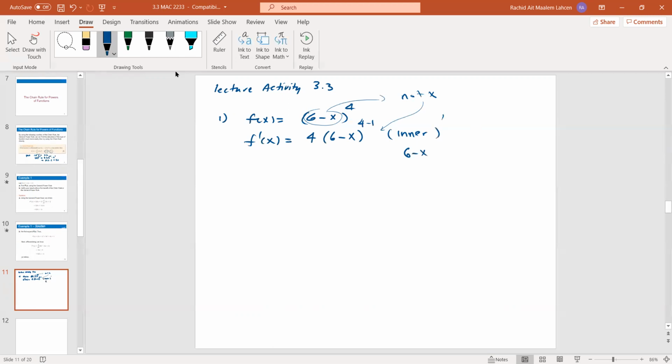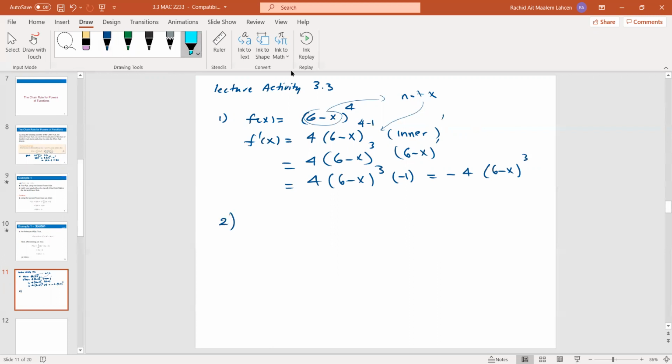Which means you need the derivative of 6 minus x. Right, so 4 times (6 minus x) to the third. And the derivative of the 6 is 0, and this one is -1. So it gives us -4 times (6 minus x) cubed. That's it.